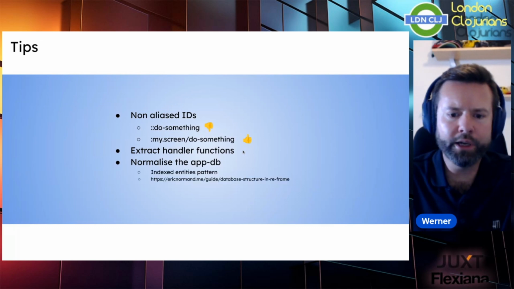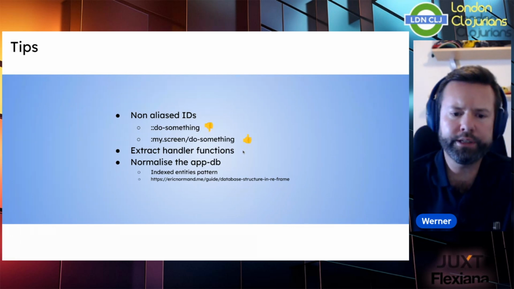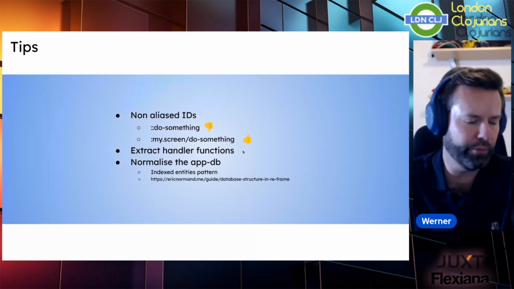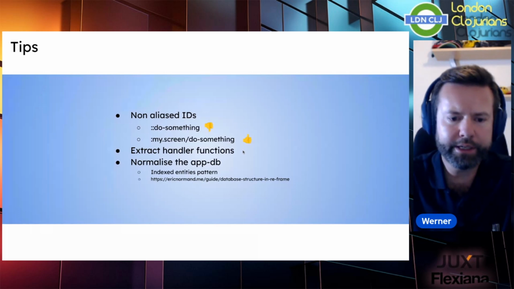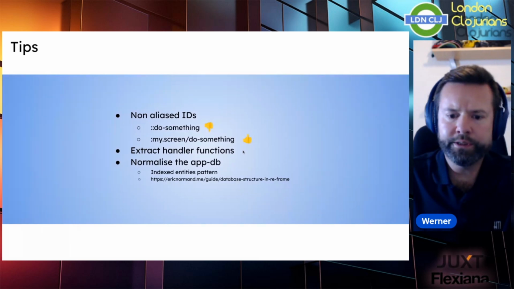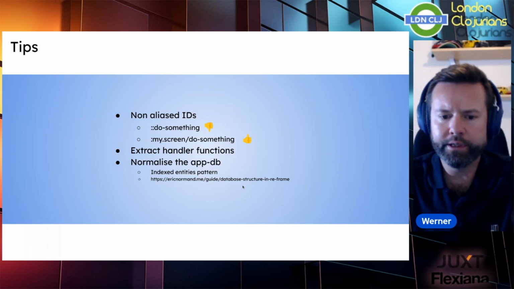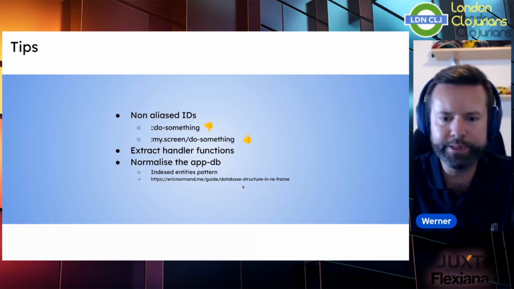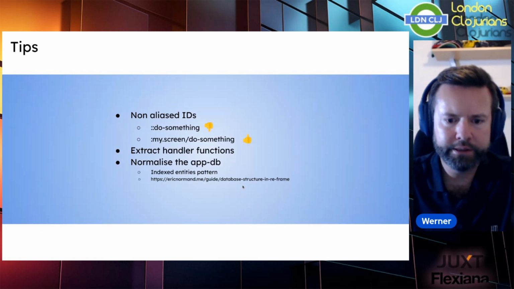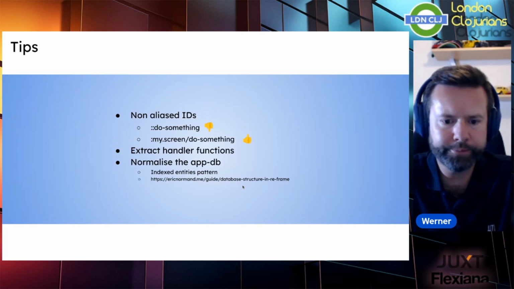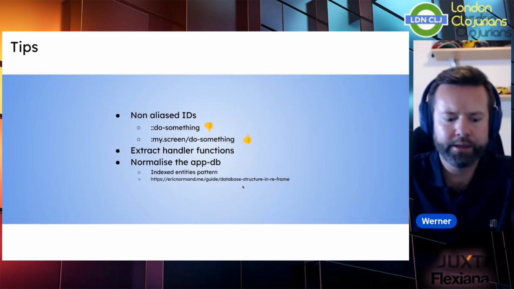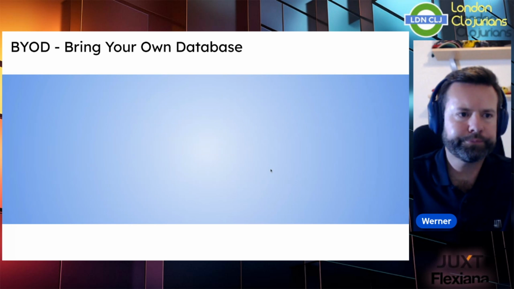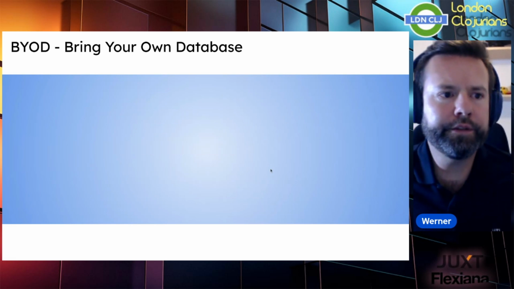Further, we can consider normalizing our app-db structure. As I mentioned, initially we are free to structure our database however we wish. But in a growing application, this can quickly become unwieldy. Eric Normand has a great article in which he describes the indexed entities pattern, in which a database structure can be normalized such that we index our entities and reference them by index in other parts of our app-db so that we don't duplicate data, and the lookups can be very quick because it's indexed by the entity's ID. So that is also very useful. Right, I think that covered most of it.